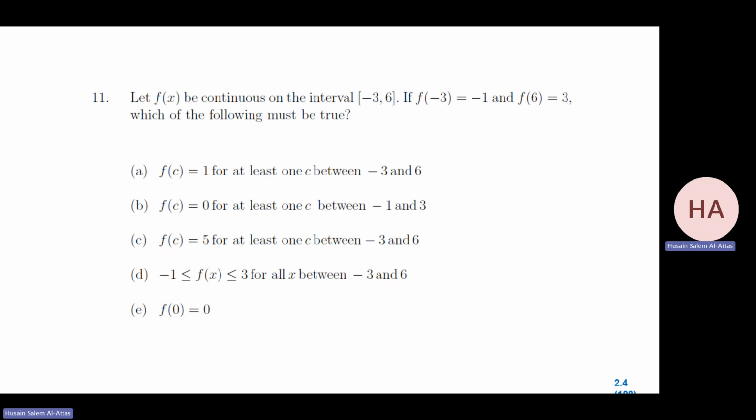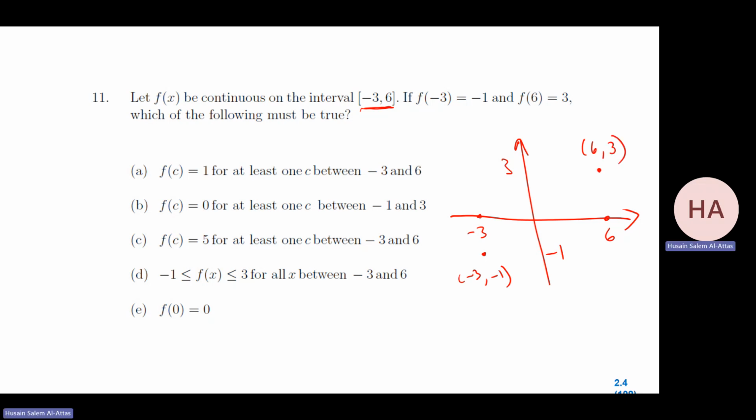You need just to sketch what's going on. A function is continuous over this interval. So between minus 3 and 6, the function is continuous. F of minus 3 is minus 1. Yeah, let me make the function like this. And this is minus 3, and this is 6. And f of minus 3 is minus 1, and f of 6 is 3. So I have this point, minus 3 and minus 1.